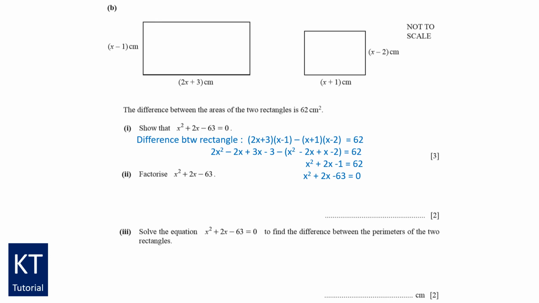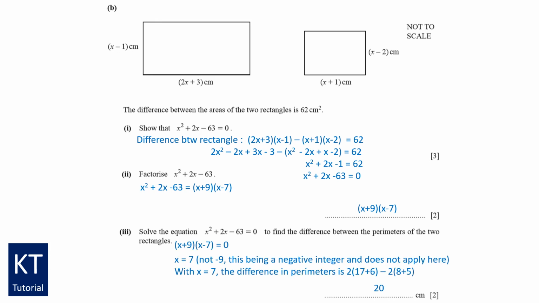Next question. Factorize the given expression. We should come to the product of x plus 9 and x minus 7. Next, solve the equation to find the difference between the parameters of the two rectangles. With the factored expression being equated to 0, x is 7 and not minus 9, as minus 9 is a negative integer and does not apply here. And with x equals 7, the difference in parameters can be calculated as being 20 cm.